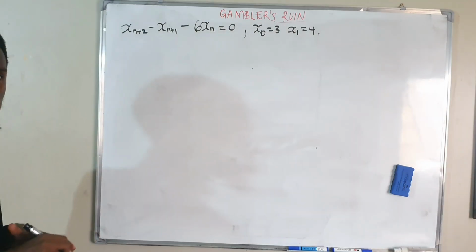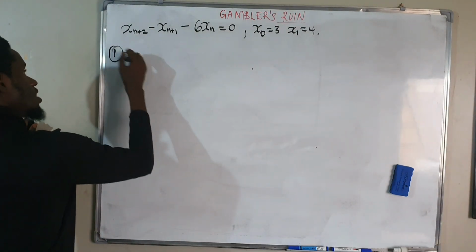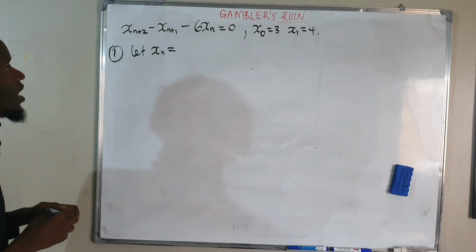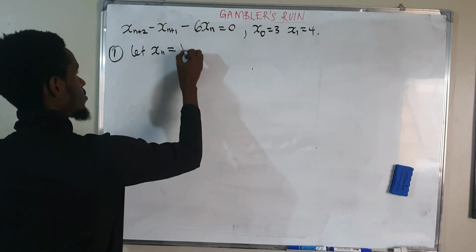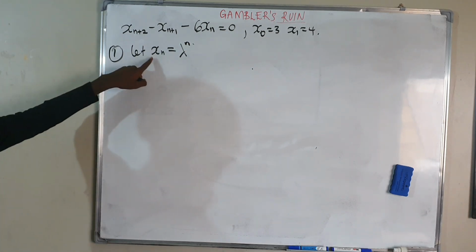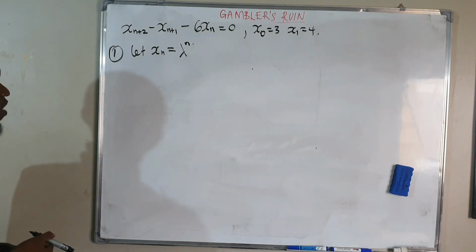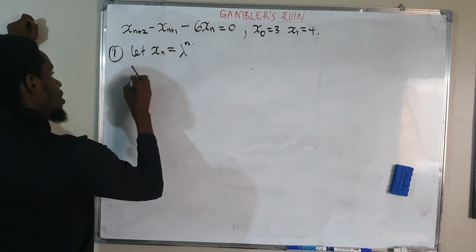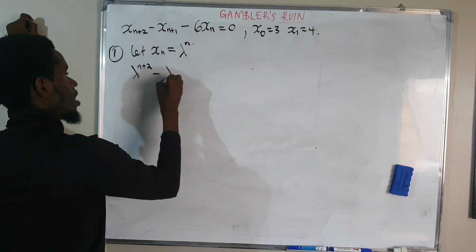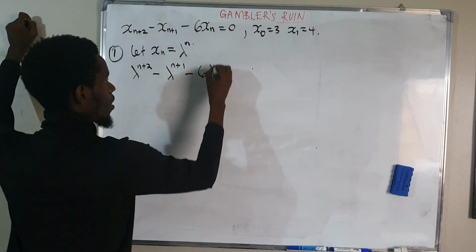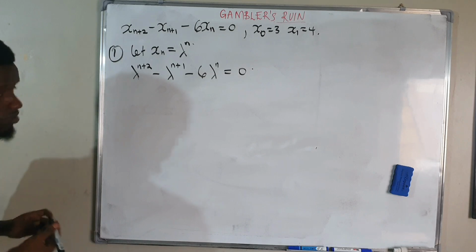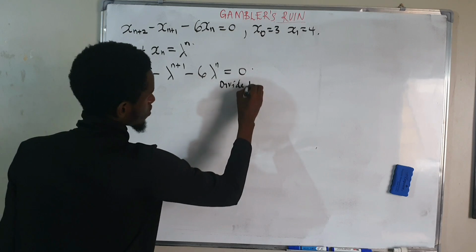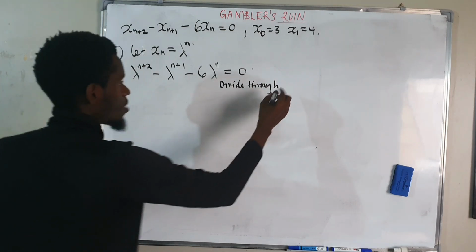Now, step one for solving a difference equation, we let our x n be the same thing as lambda power n. This is the first step we have to do. We let our x n be lambda power n. Now from there, I just substitute into this first equation. Now I have lambda power n plus 2 minus lambda power n plus 1 minus 6 lambda power n equals 0. Yes? Now I divide it through by lambda power n.